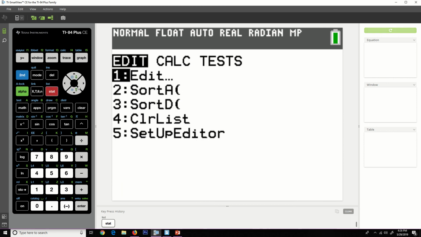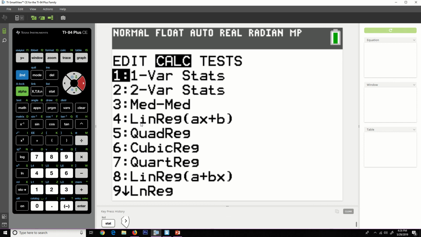Also in that calculate menu is linear regression, which we will do in this class. Basically, if you have a scatter plot of paired data, it will give you the least squares regression line, so a line of best fit. You don't want to do that by hand, but you can.